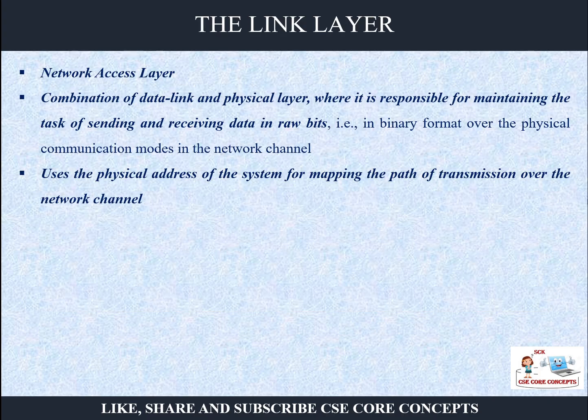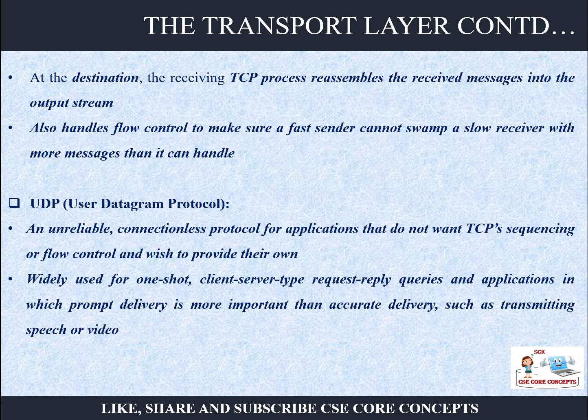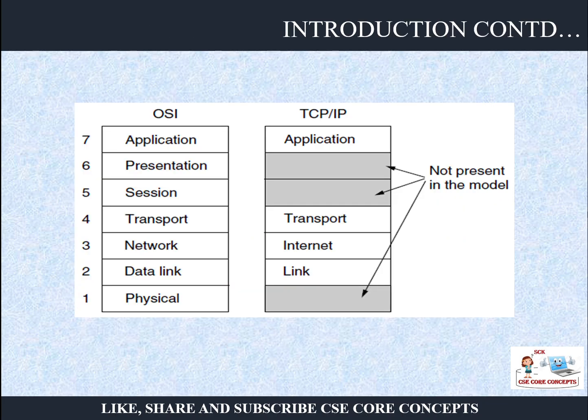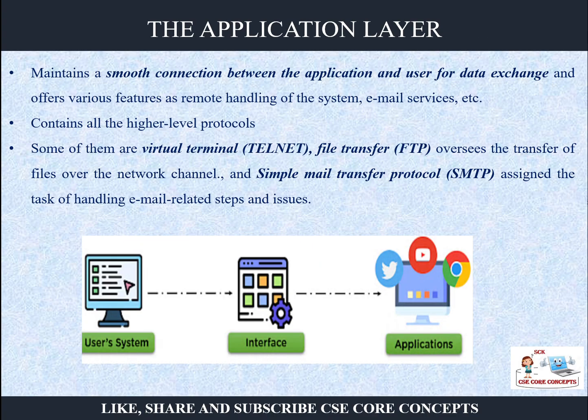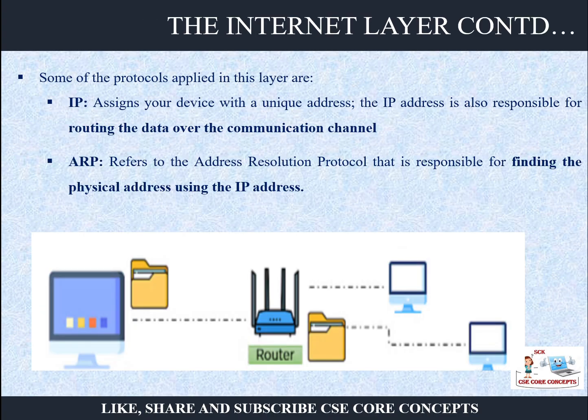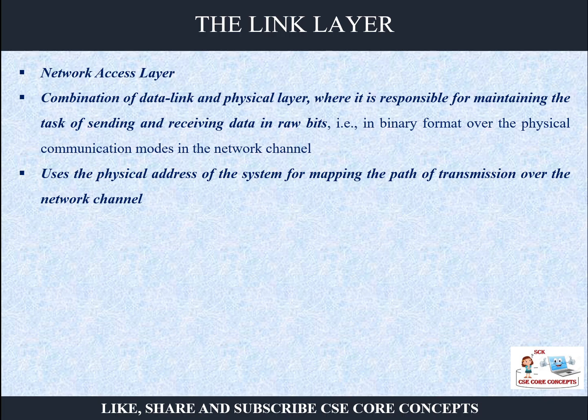Now you have got the network access. So we have seen the application layer, the transport layer, and the internet layer. Now let us have a look at the link layer. This is a network access layer, the combination of the data link and the physical layer, which is responsible for sending and receiving data in raw bits, that is, in the form of binary over the physical medium.